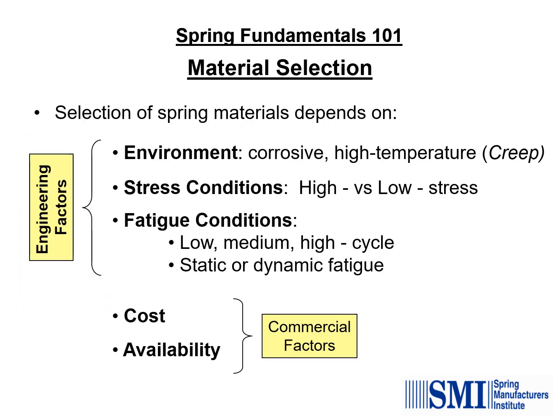With regard to material selection, engineering factors such as the operating environment, stress conditions, fatigue conditions, static and dynamic. What do we mean by static and dynamic? For a static condition, think of a pressure relief valve in your hot water heater. It is normally cycled only one time. For a dynamic condition, think of your car. You want the valve springs in your car's engine to cycle billions of times without failure. There are other factors to consider when selecting material, and they are commercial factors such as cost and availability.